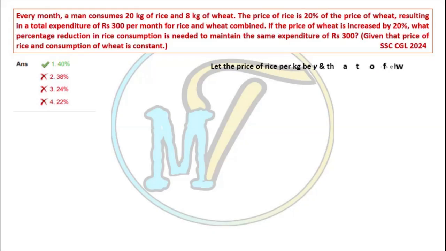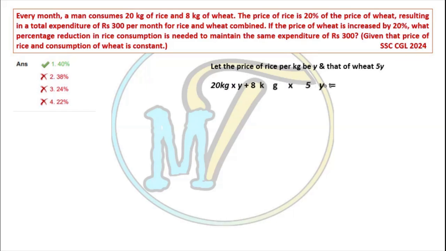First, we need to find the original prices. The problem says the price of rice is 20% of the price of wheat. That means wheat is 5 times more expensive than rice. So, let's keep it simple. Let the price of rice per kilogram be y. That makes the price of wheat per kilogram 5y.